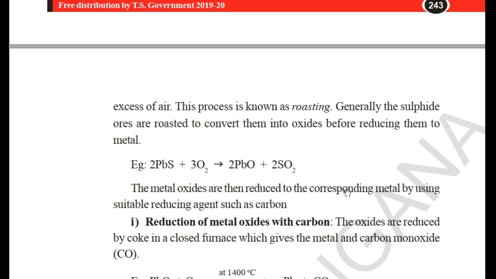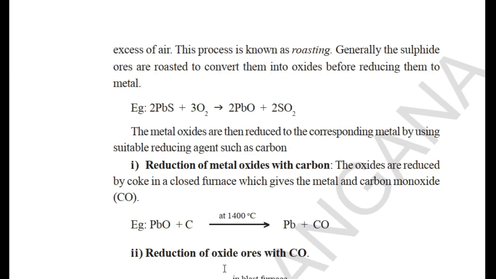Now again this metal oxide undergoes a reduction process. The metal oxide is reduced by coke in a closed furnace. You have a blast furnace, and inside this closed furnace they will be heating with carbon, you can say coal, so you will get Pb and carbon monoxide.